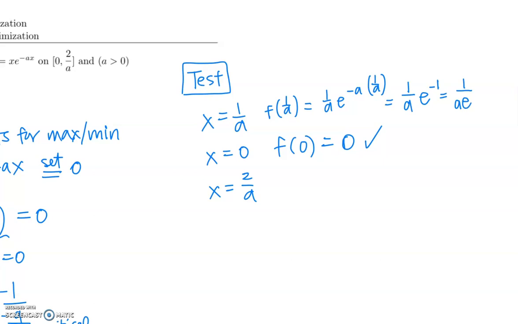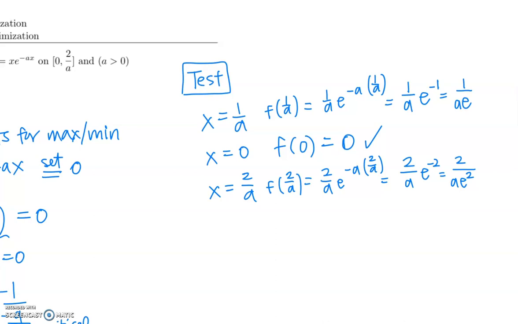And let's go down here to x equals 2 over a. So we want to find out what f of 2 over a is. And this will be 2 over a times e to the negative a times 2 over a. And that becomes 2 over a times e to the, this power on e, it's like negative 2a over a, so that's negative 2. So this equals 2 over a times e squared.